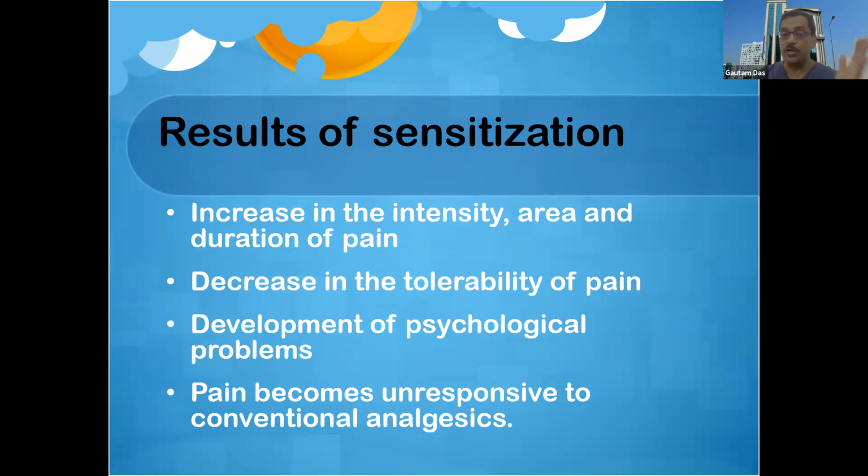Decreased tolerability of the pain was already discussed, because the modulation system is exhausted. Psychological problems: gradually, when the long-term pain is there, psychological changes will be there, and the pain becomes unresponsive to conventional analgesics. So analgesics are not enough to take care of this kind of pain. You need to add adjuvant drugs. Right? I hope the question has been answered.